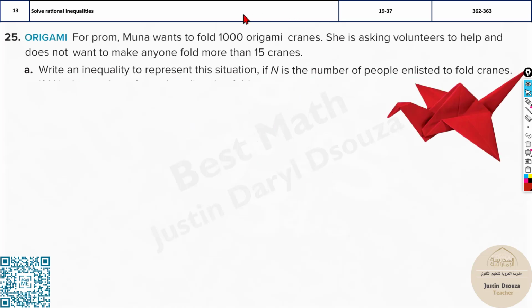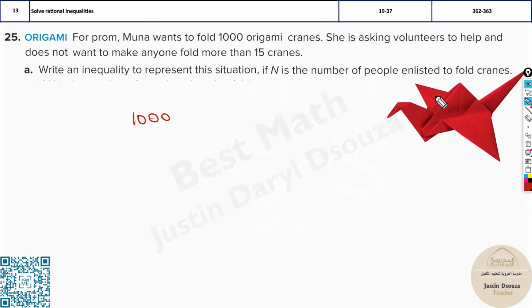And now we have a real world problem. For prom, Mona wants to fold 1000 origami cranes like this over here. She is asking volunteers to help and does not want to make anyone fold more than 15 cranes. Write an inequality to represent the situation if n is the number of people enlisted to fold the cranes. So what has been told? Total number of cranes: there are 1000 total cranes to be crafted.